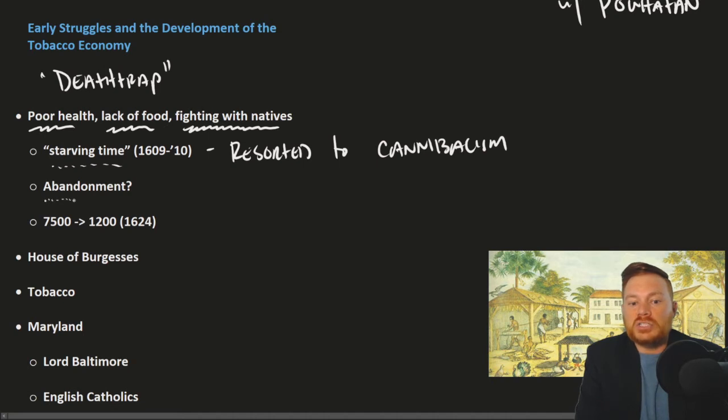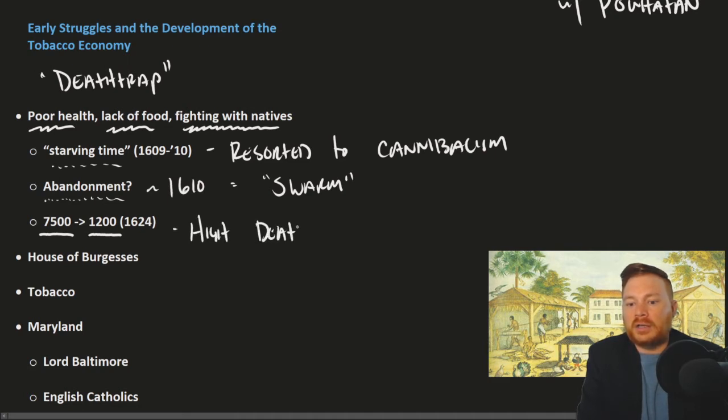There was questions about abandonment. It nearly happened in 1610. The colonists almost packed up all their stuff and left. However, new supply ships came with more and more colonists. Again, one of the reasons why Jamestown survives was because the English simply, and we talked about this a second ago, simply swarmed, right? The swarm of English who arrived, more and more arrived. By 1624, 7,500 people had arrived in Jamestown. Only 1,200 had survived. So a very high death rate, right? High death rate.